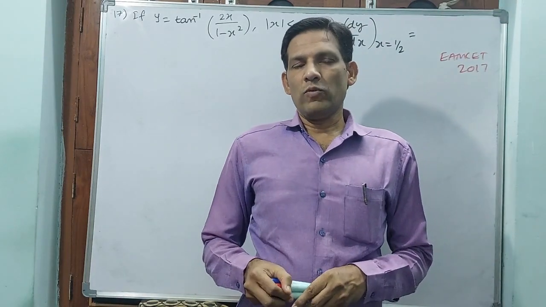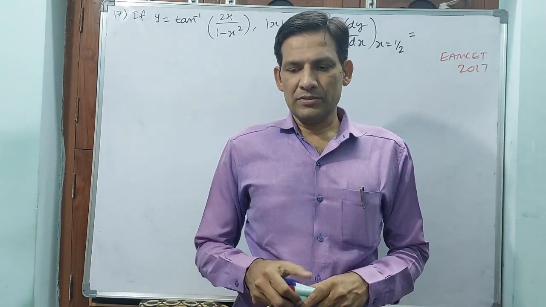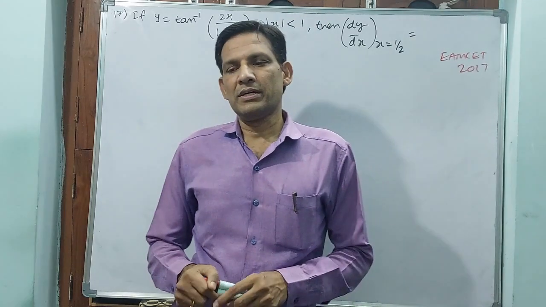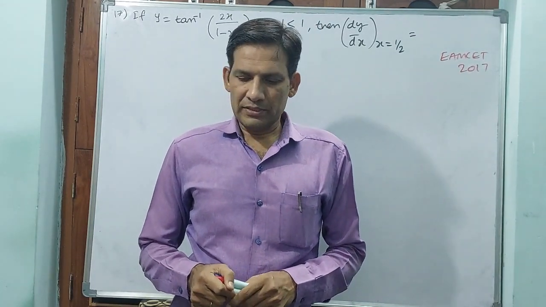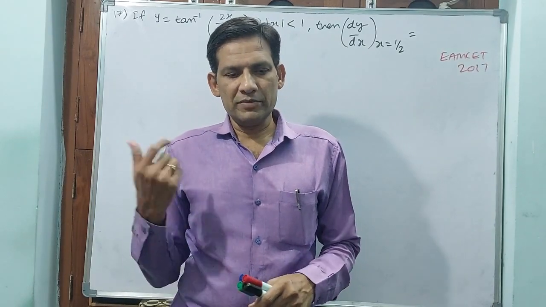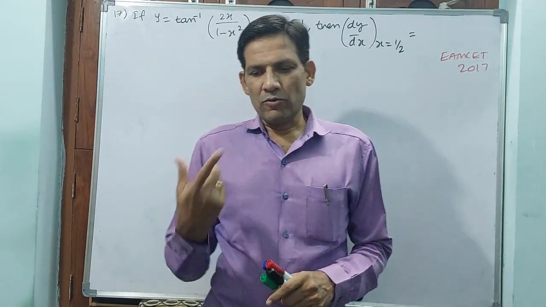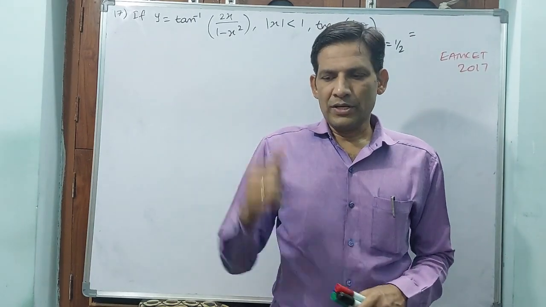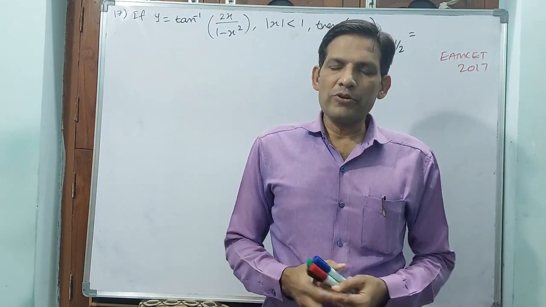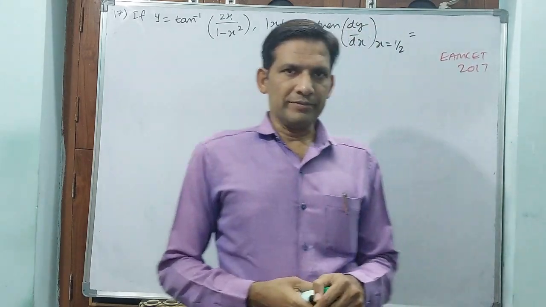Dear students, we are in Eamcet Mathematics. This is 1B, 9th chapter. We have finished 16 questions until now, that means 4 classes. This is the 5th class. We will try to solve at least 48 or 50 questions in this chapter. In this class, we are going to finish question number 17 to 20.